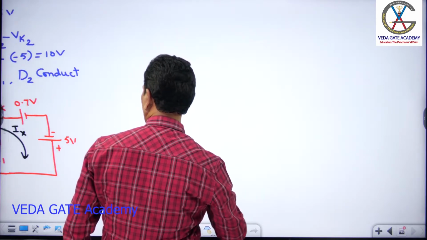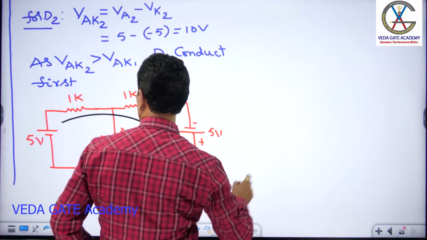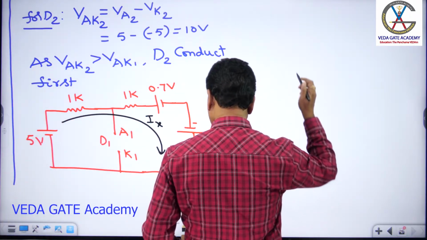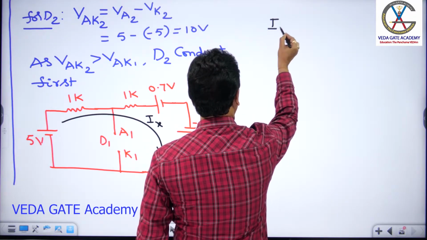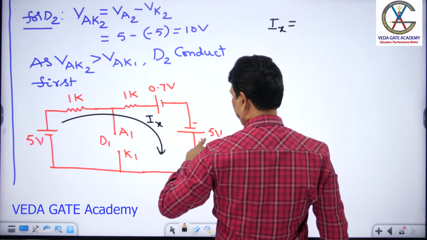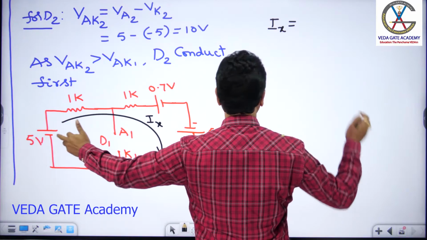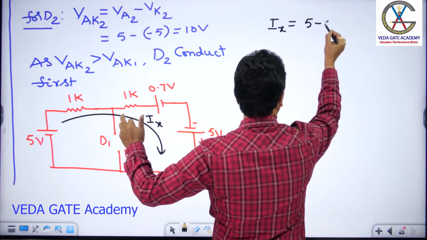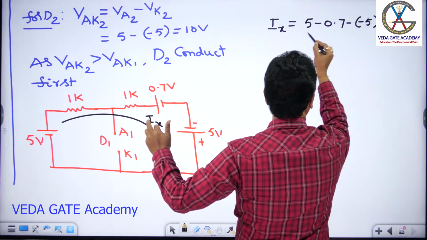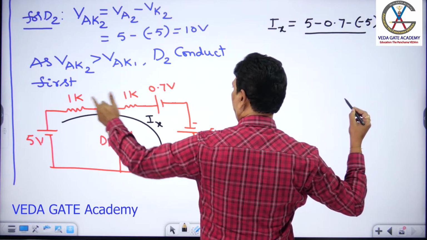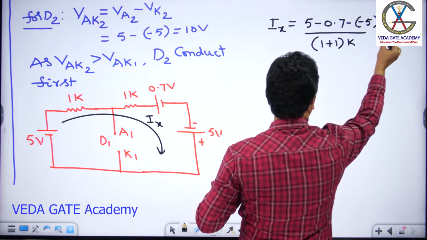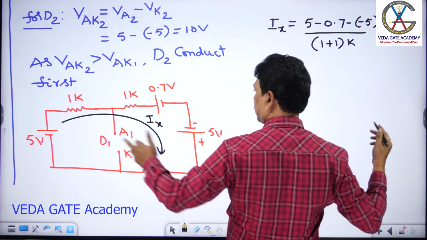So now I can go for the corresponding value of Ix, which I can calculate now. For now, Ix equals... this is a closed mesh. Here the supply is 5, here it is minus 5, and here the drop is 0.7. So it is 5 minus 0.7 minus of minus 5, divided by these two resistors, which are in series, 1K plus 1K ampere. So I can calculate the current Ix in this closed mesh.